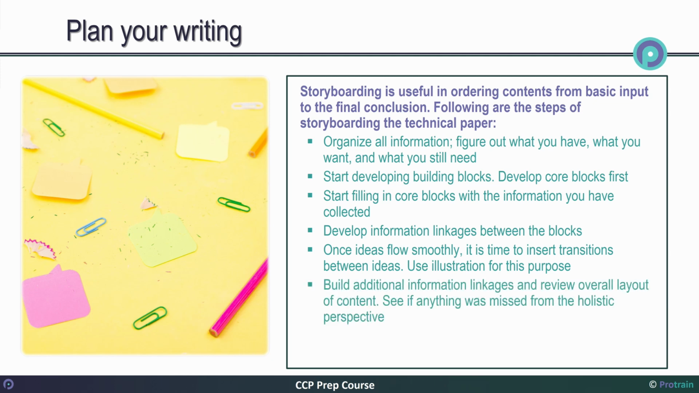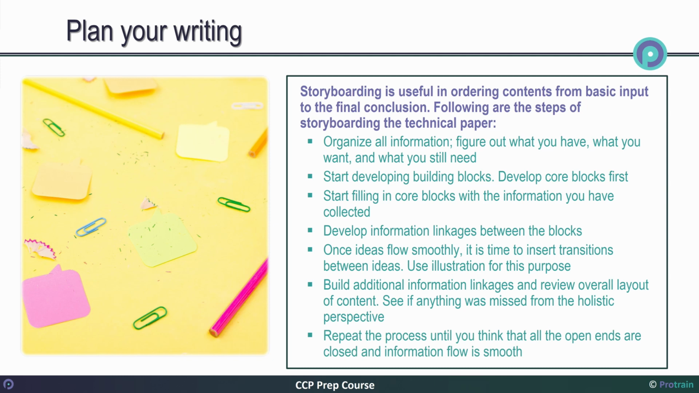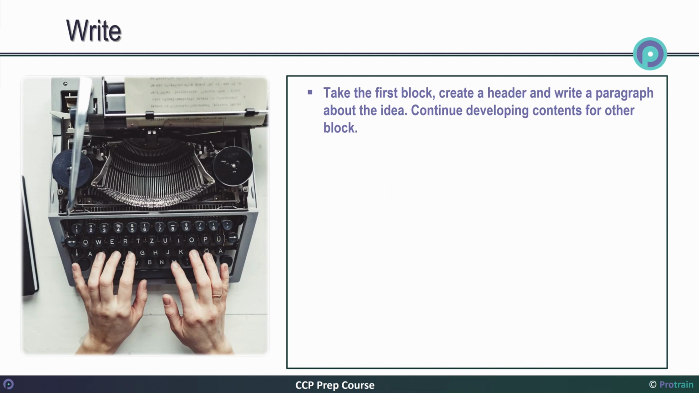Build additional information linkages and review the overall layout of content. Basically go over everything you have done so far, and see if anything was missed from the holistic perspective. Also, remove redundant information. Repeat the process until you think that all the open ends are closed and information flow is smooth. Now that the storyboard is complete, the paper is ready to write.